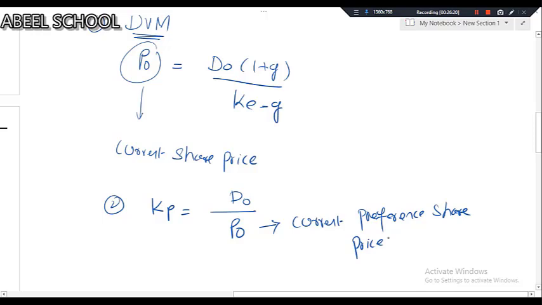Look at this, dear students. In dividend valuation model, P naught is representing current ordinary share price. And when we calculate KP, cost of preference shares, then we divide D naught upon P naught. This P naught is representing current preference share price.